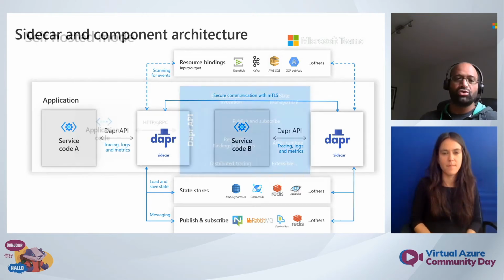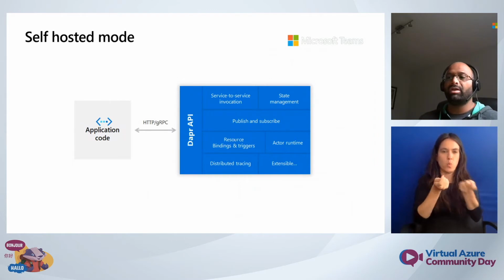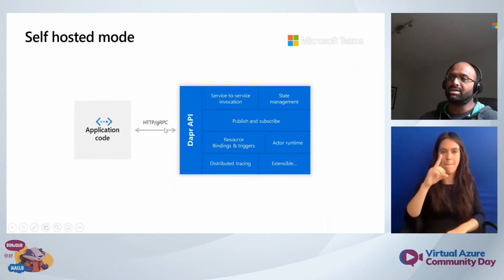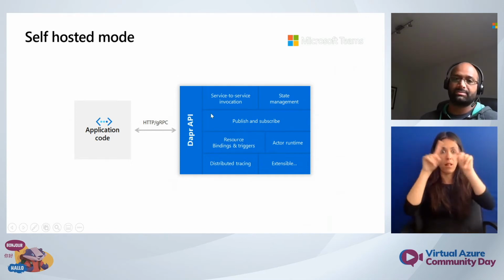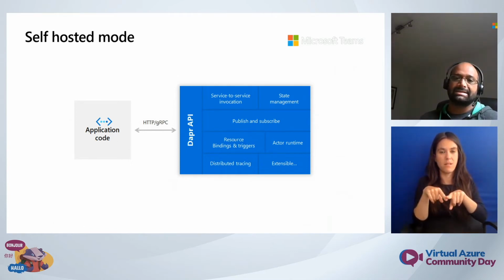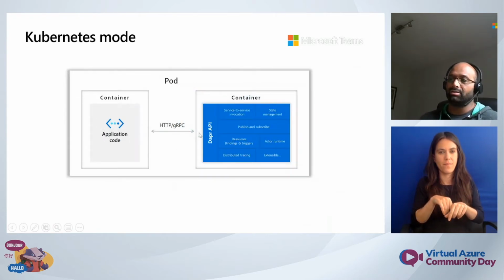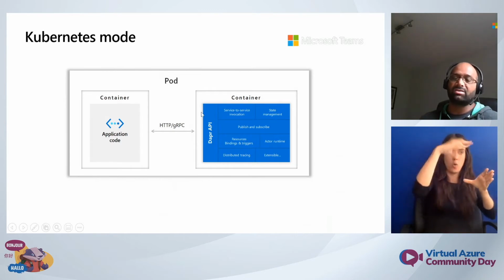Dapr has two hosting modes. First is the self-hosting mode, where the application code accesses the building block using the HTTP and gRPC protocols. Here, the sidecar runs as a sidecar process. Similarly, in the Kubernetes mode, the sidecar runs as a sidecar container in the same pod where your application service is running.